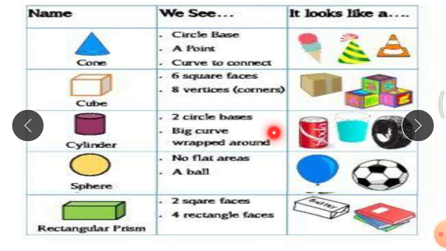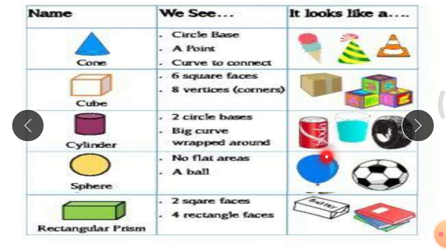Now, this is a small activity. I have put some objects that will help you to know what these things are known as, which shape they have. Cone. So cone has a circle base, a point, and a curve to connect. So you can see ice cream is the example of cone, a birthday cap, and a traffic cone which you see on the road. Then cube. Here cube has vertices, which means corners. Okay, vertices, corners are also known as vertices. So these are the example of cube, the blocks which you play with.